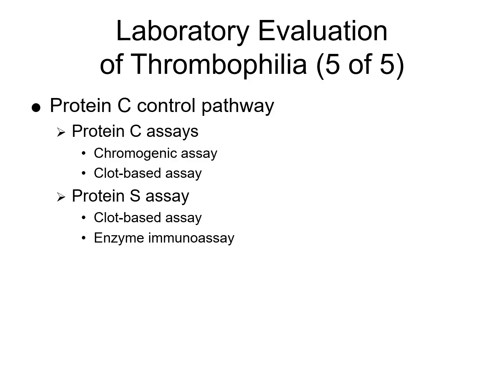For protein S assays, we could do, once again, a clot-based assay. This would assess the functional activity of protein S by its ability to serve as a cofactor for activated protein C in prolonging clotting times. We can also do an enzyme immunoassay. This would measure the antigen levels of protein S, both total and free protein S. This test quantifies the amount of protein S that is present, which may help distinguish between quantitative deficiency and functional defects.